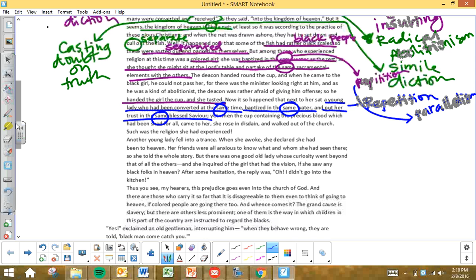Okay? So, yet, when they continued with the precious blood, which had been shed for all, that is all, she rose to her feet and walked out of the church. That was the religion she had. What do I think that she is? What's wrong with it? Is it the black girl who just got totally insulted, or is it the white girl who is totally insulted? Huh? The white girl, we think it's the white girl?